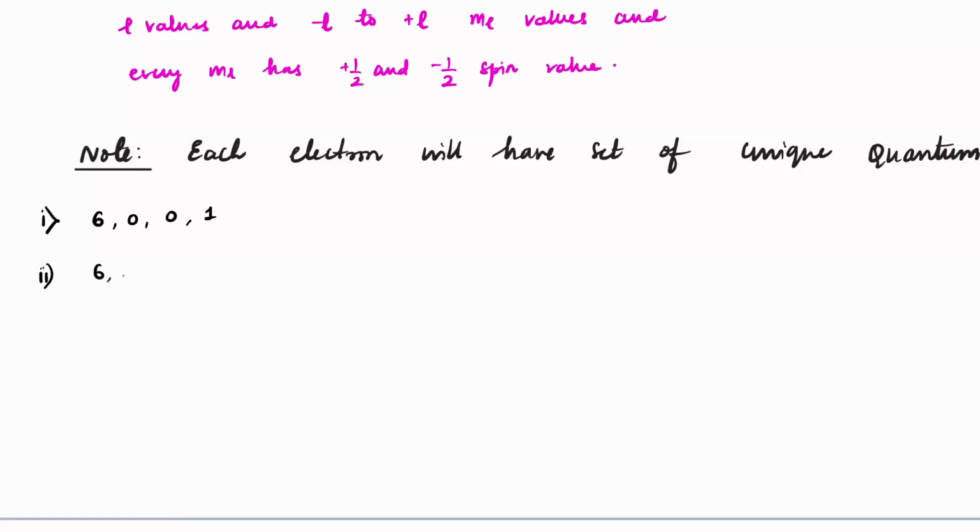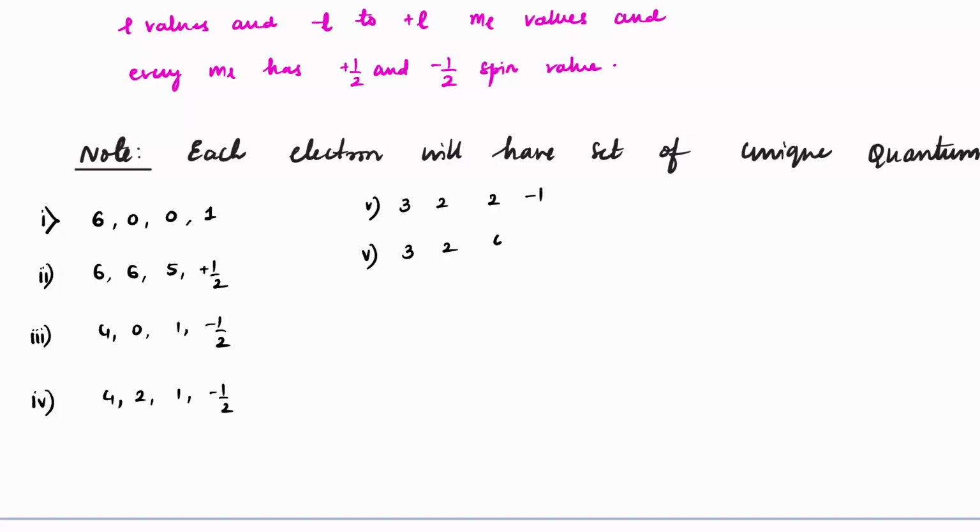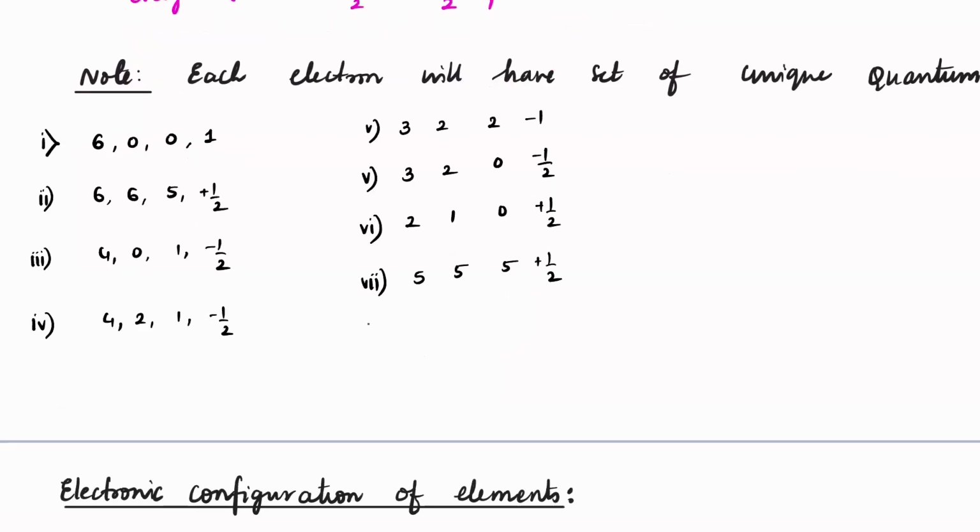6, 6, 5 plus half. Okay. 4, 0, 1 minus half. 4, 2, 1 minus half. 3, 2, 2 minus 1. 3, 2, 0 minus half. 2, 1, 0 plus half. 5, 5, 5 plus half. 7, 0, 1 plus half.